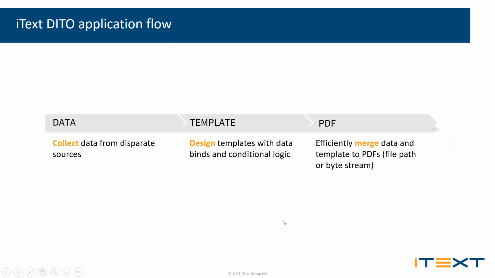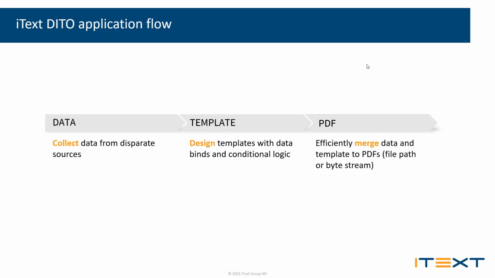Now, if you look at the main process, the main flow of the application, we see three things. It all starts with data. Data that's coming from disparate sources can be, as Wim mentioned earlier, your CRM systems, your ERP systems, your line of business applications, like the custom applications that we saw Wim demonstrate earlier on that are built for mateco.